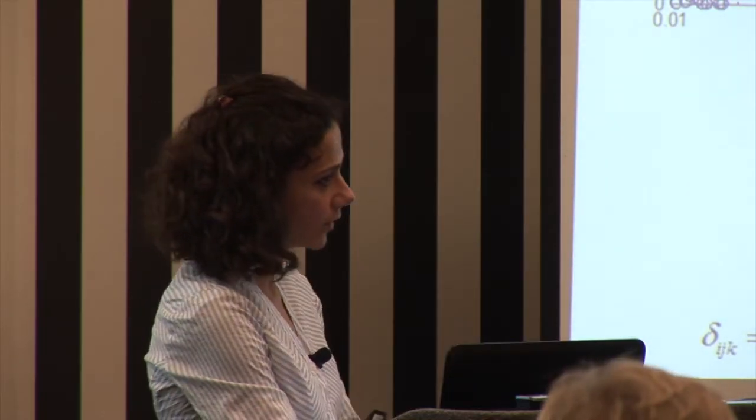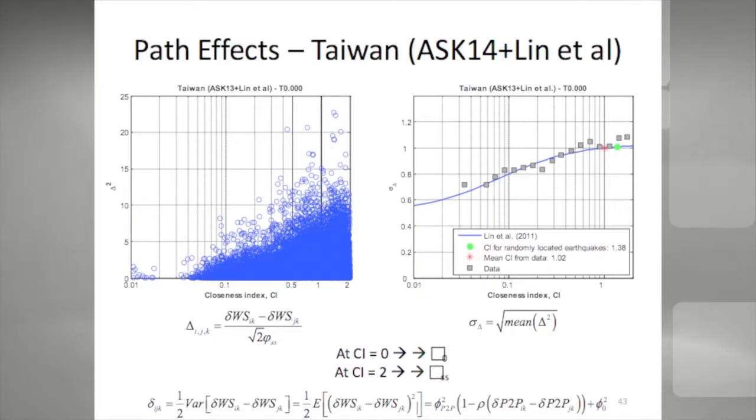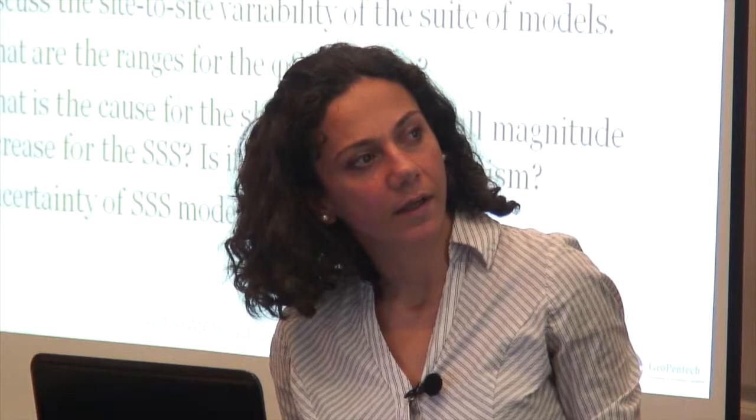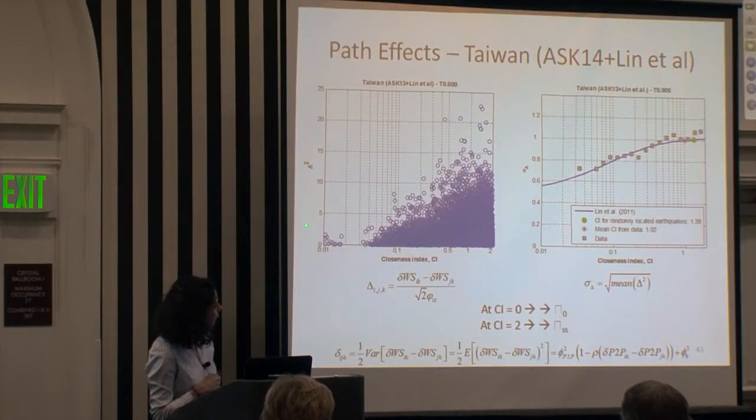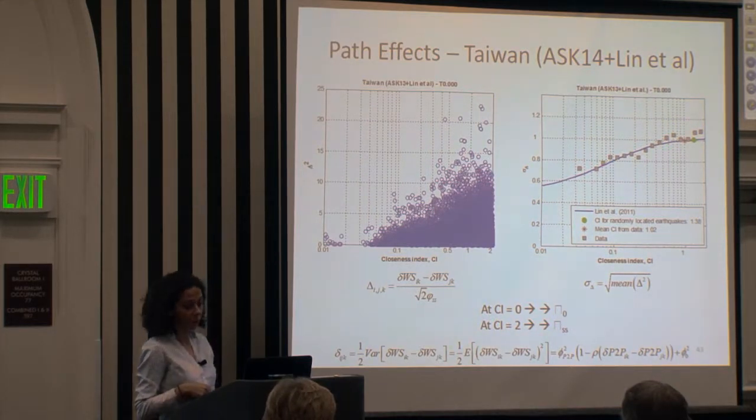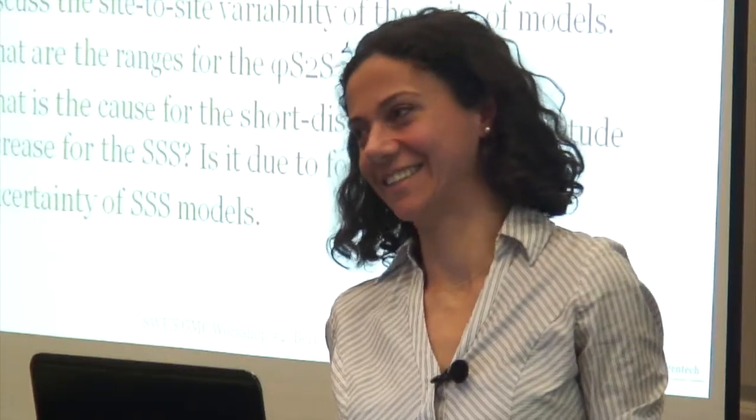For the Taiwan data, and this is why we looked into these path effects, this also was done in the Lin et al. paper, so I repeated it, and it's the same exact thing. These are the closeness index and the delta squared, the normalized residual squared, and these are the sigma. And on average, the closeness index comes as 1.02. So it's not single path, at least.